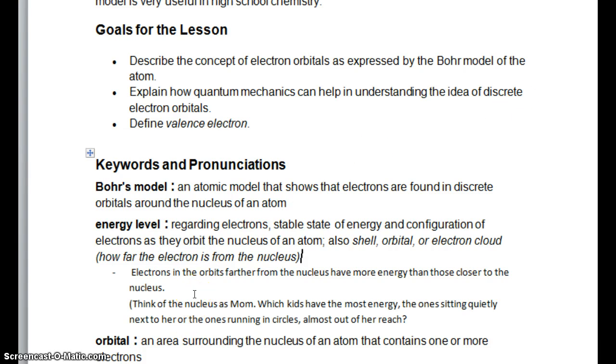Electrons in the orbits farther from the nucleus have more energy than those closer to the nucleus. All right, and I'm going to change this to orbitals because that's how we refer to it for chemistry. Electrons in orbitals farther from the nucleus have more energy. Think of the nucleus as mom. Which kids have the most energy? The ones sitting quietly next to her, or the ones running around in circles almost out of her reach?